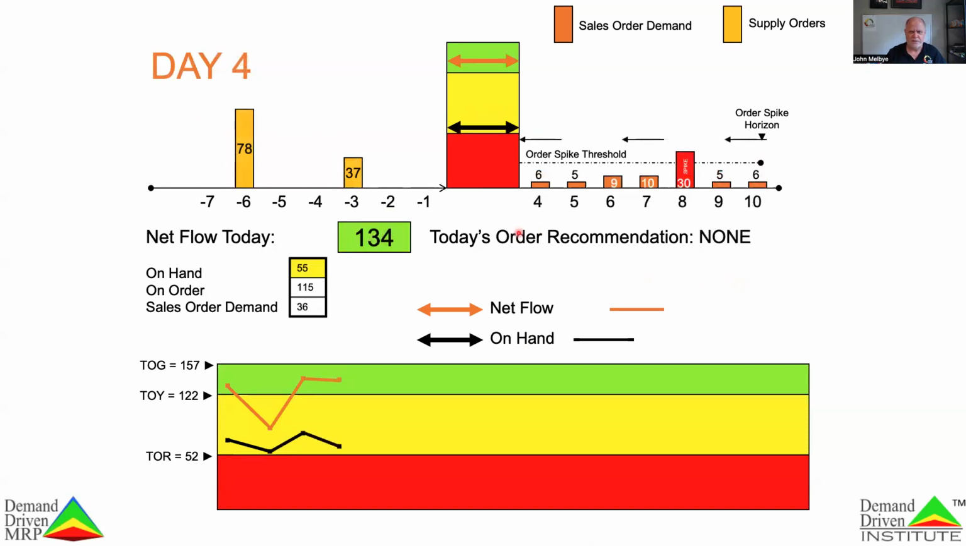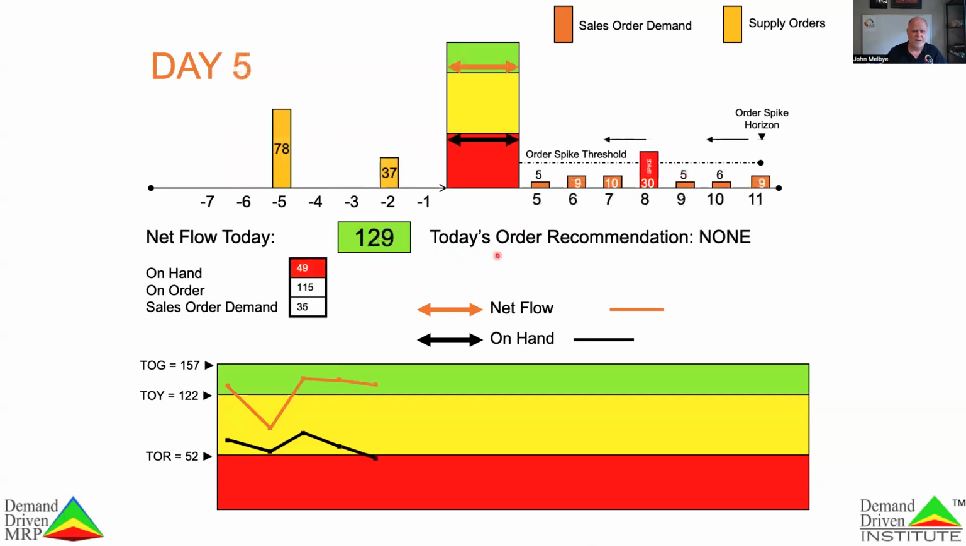Day four, again, 55 on hand, 115 on order, sales order demand of 6 plus the 30 that is the spike, so 36. We get a net flow at 134, still in the green. We don't need to order. Day five, 49 on hand, 115 on order, 35 is our sales order demand, 5 plus the spike. But our net flow is still in the green, so we're not going to place an order today.